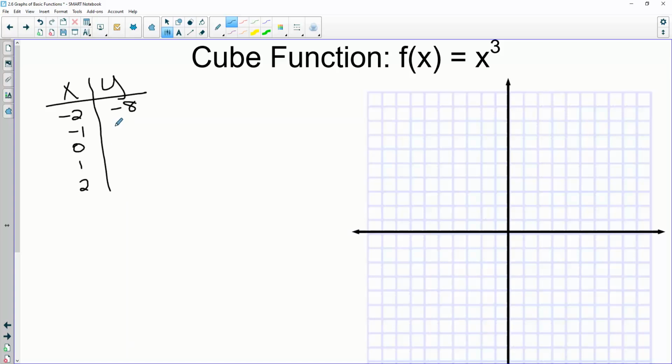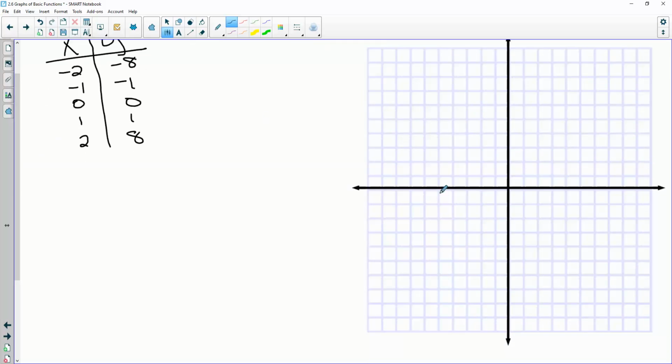-1 to the third power. 0 to the third. 1 to the third. 2 to the third. All right, so I plot these. -2, -1, -1, 0, 0, 1, 1, 2, 8. Can you tell what your graph looks like?